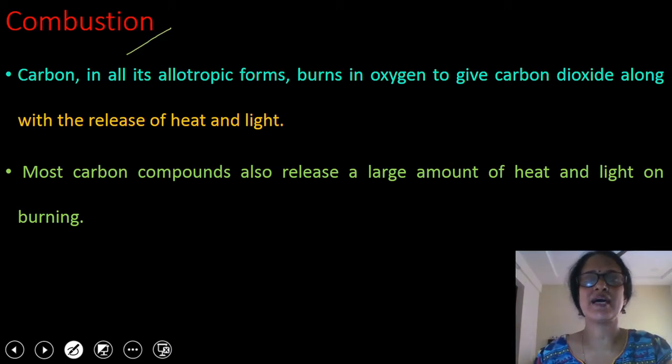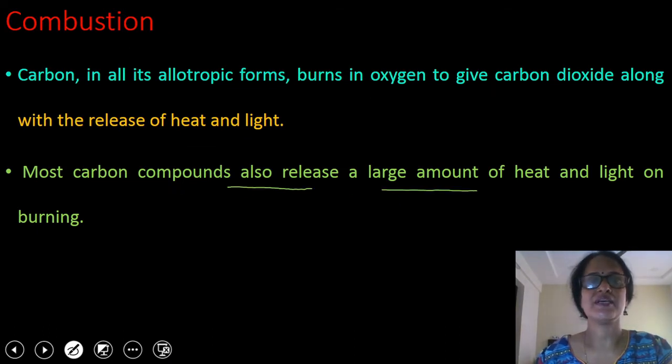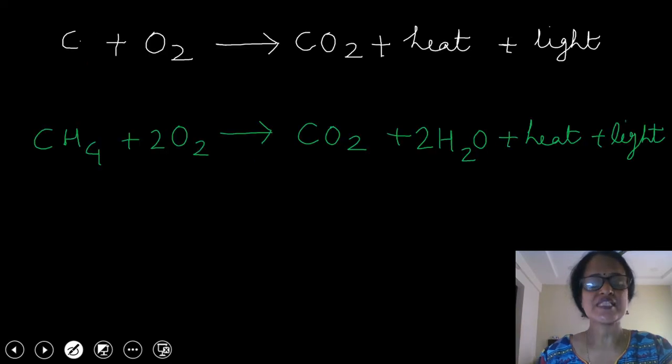Friends, you know that carbon in all its allotropic forms burns with air or oxygen and gives carbon dioxide along with the release of heat and light. One more point. Not only carbon, but most of the carbon compounds undergo combustion and release a large amount of heat and light. This point I'll explain to you by taking a few examples. So first example is of burning of carbon.